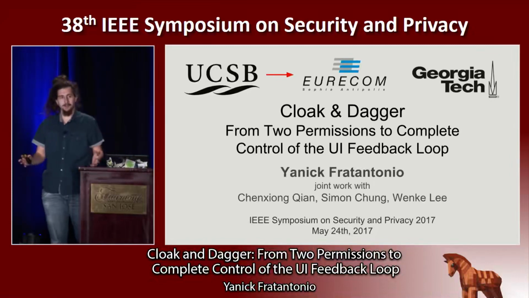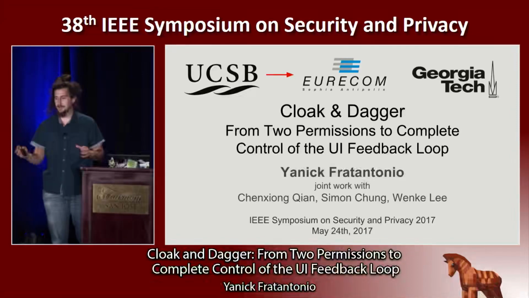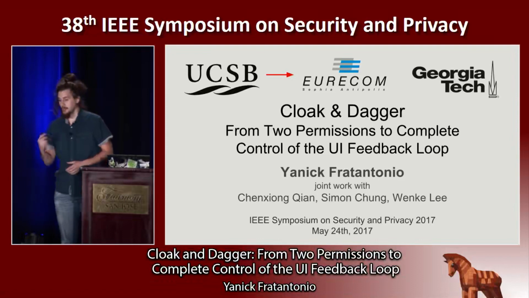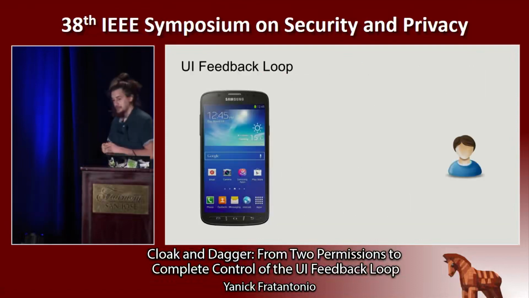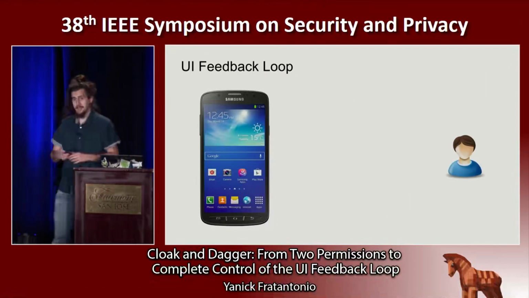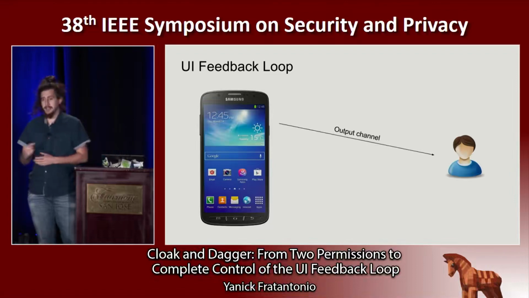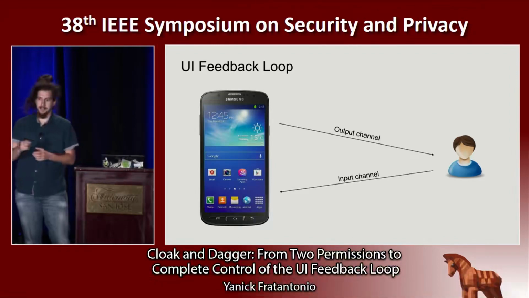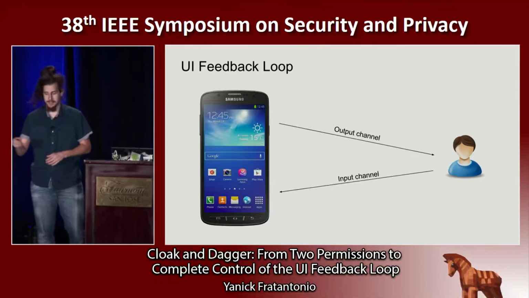So the work I'm going to present today is about starting from two permissions and hijacking the UI feedback loop. The UI feedback loop is something like this, where the UI shows something to the user, and the user clicks on something through the same UI and reacts to it, and the UI actually updates itself so that the user understands, hey, the UI just reacted to what I did. So it's actually a loop.